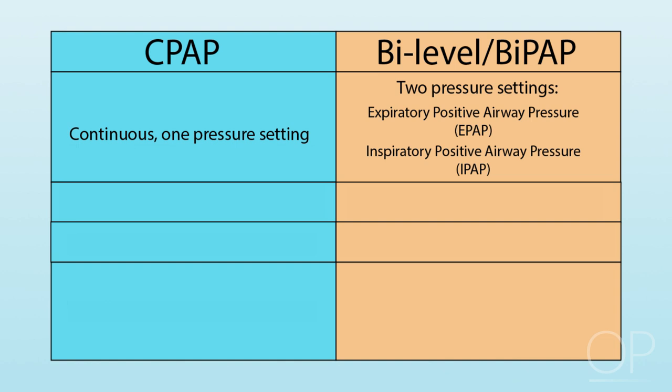In a bi-level, as the name suggests, there are two pressures. There is an expiratory positive airway pressure, which is similar to your CPAP, and an inspiratory positive airway pressure, which is only delivered when you breathe in. So there are sensors in this, which sense your inspiratory effort at the beginning of the inspiration and deliver the pressure, which is your IPAP. And hence, it tends to synchronize with your respiration.